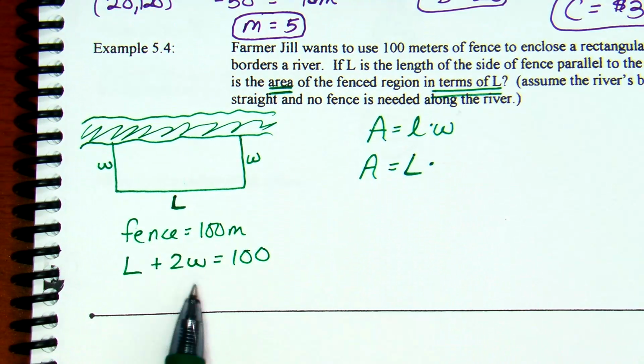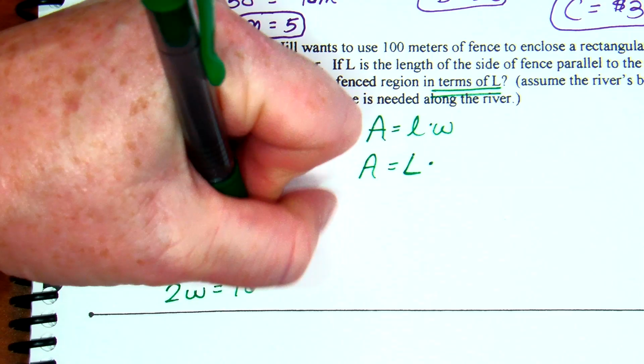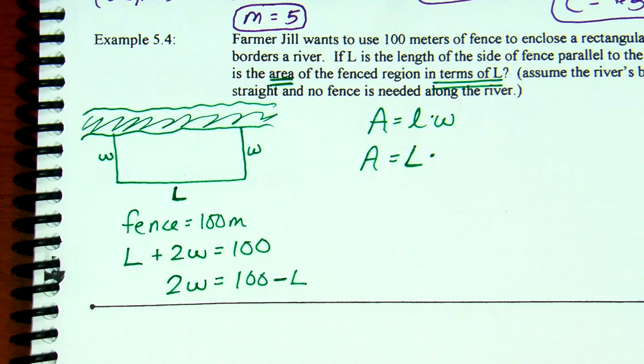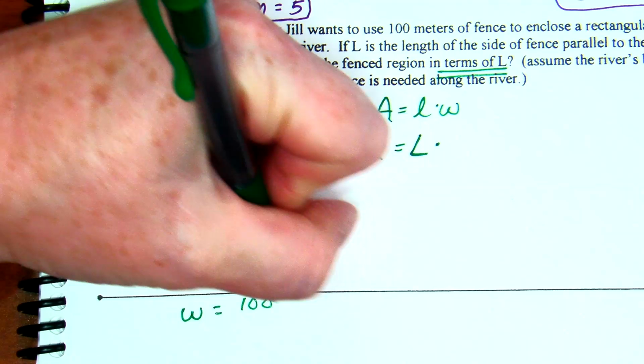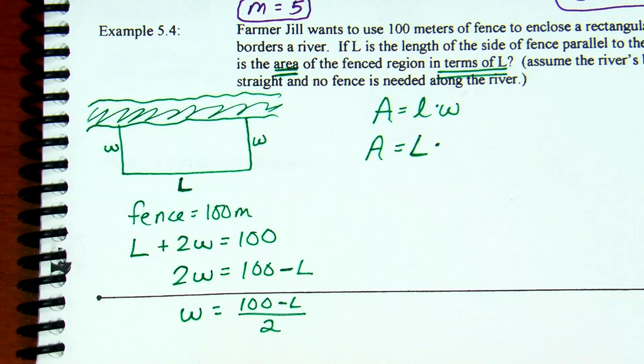If it's L plus 2W, first thing we're going to do is subtract the L over. So then I have 2W equals 100 minus L. And then I'm going to divide by 2. And I have 100 minus L divided by 2. You can leave your W like that, or you could say 50 minus L over 2. Okay? Either is fine.